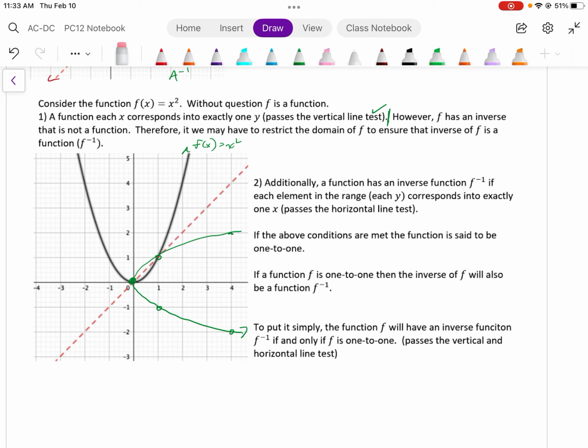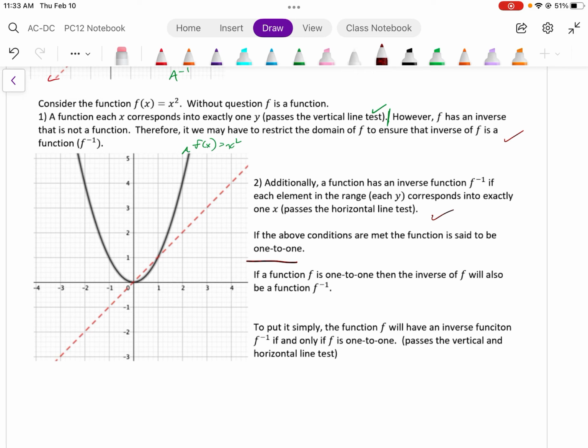Additionally, a function has an inverse function f to the negative 1 if each element of the range, each y, corresponds to exactly one x value. So we test the original function with the horizontal line test to ensure that the inverse is a function. If a function passes the vertical line test, and if a function passes the horizontal line test, it is said to be one-to-one.